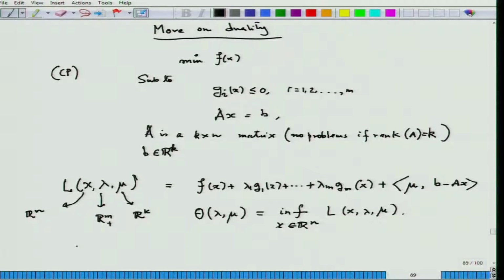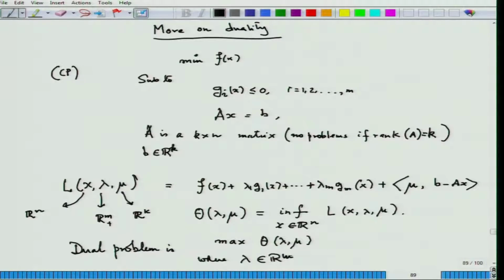Now, the dual problem for this case is the max of theta(lambda, mu), where lambda is an element of Rm plus and mu is an element of Rk. So, these are the constraints. So, this is my dual problem. Now, it is slightly complicated.